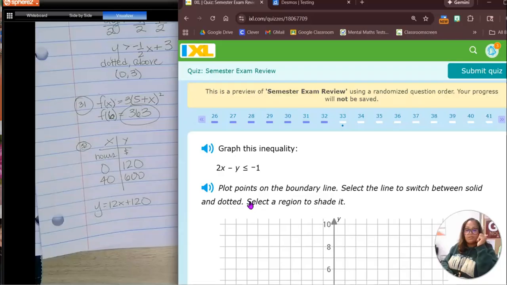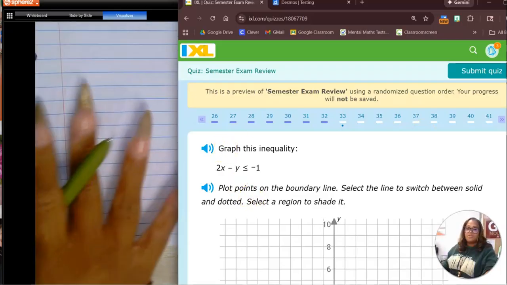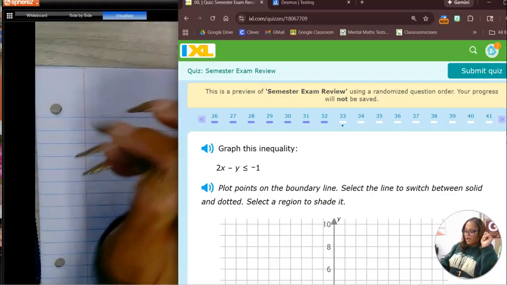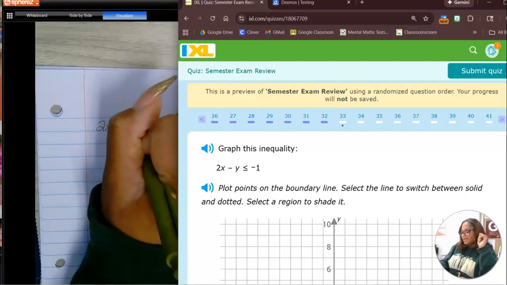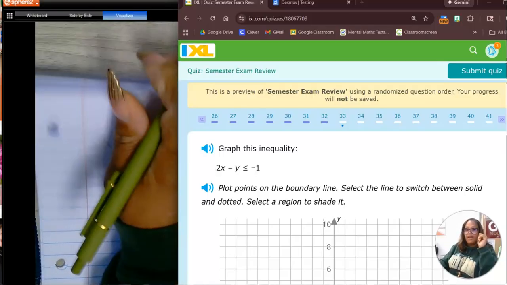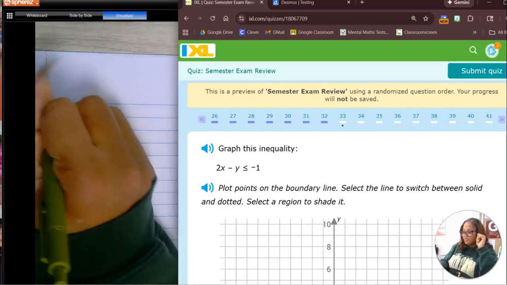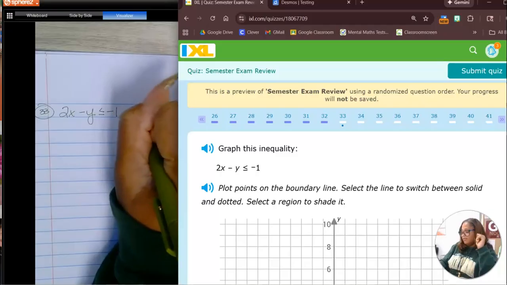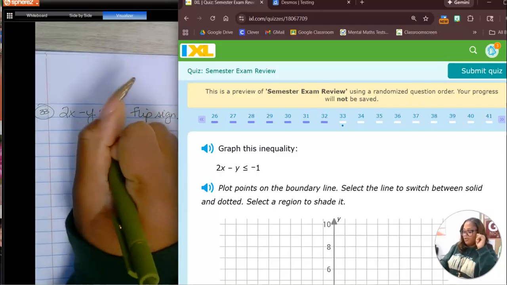I have to understand. Graph this inequality. Another inequality where I have to solve for what letter? Y. 2x minus y is less than or equal to -1. Okay, I've got a negative y here, which means my sign is going to do what? Flip. Okay. We can go ahead and flip it now.